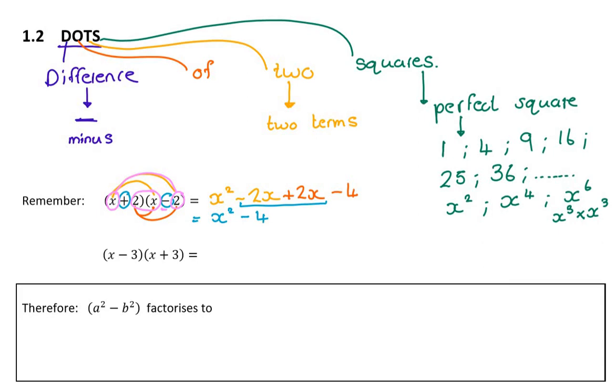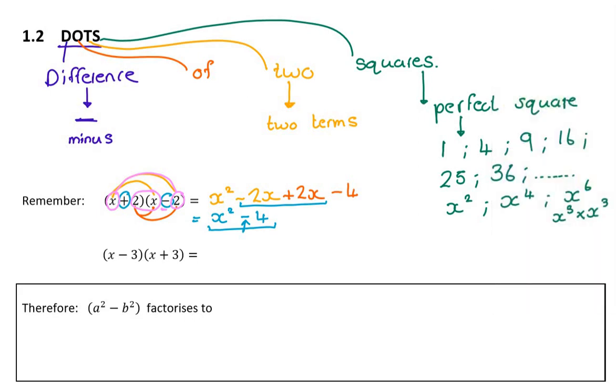So hopefully you remember that pattern from products. We did it in an exercise where we were like, oh my word, isn't this interesting? If the brackets are identical but have different signs, the middle terms cancel. Now, we were saying those words then because we wanted to preempt this idea. Now, this answer is what we call a difference of two squares, because it's a difference and there are two terms and both of those terms are perfect squares.